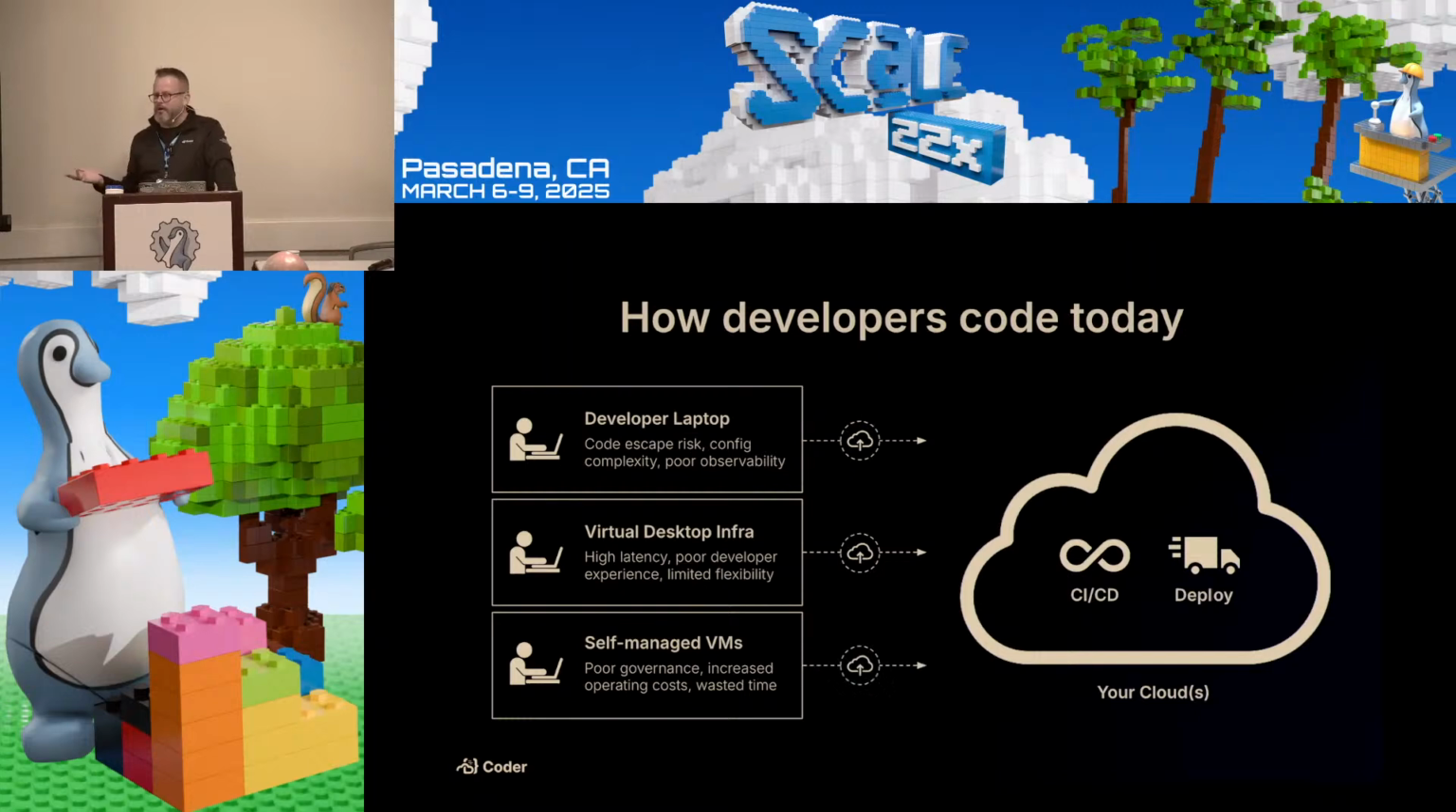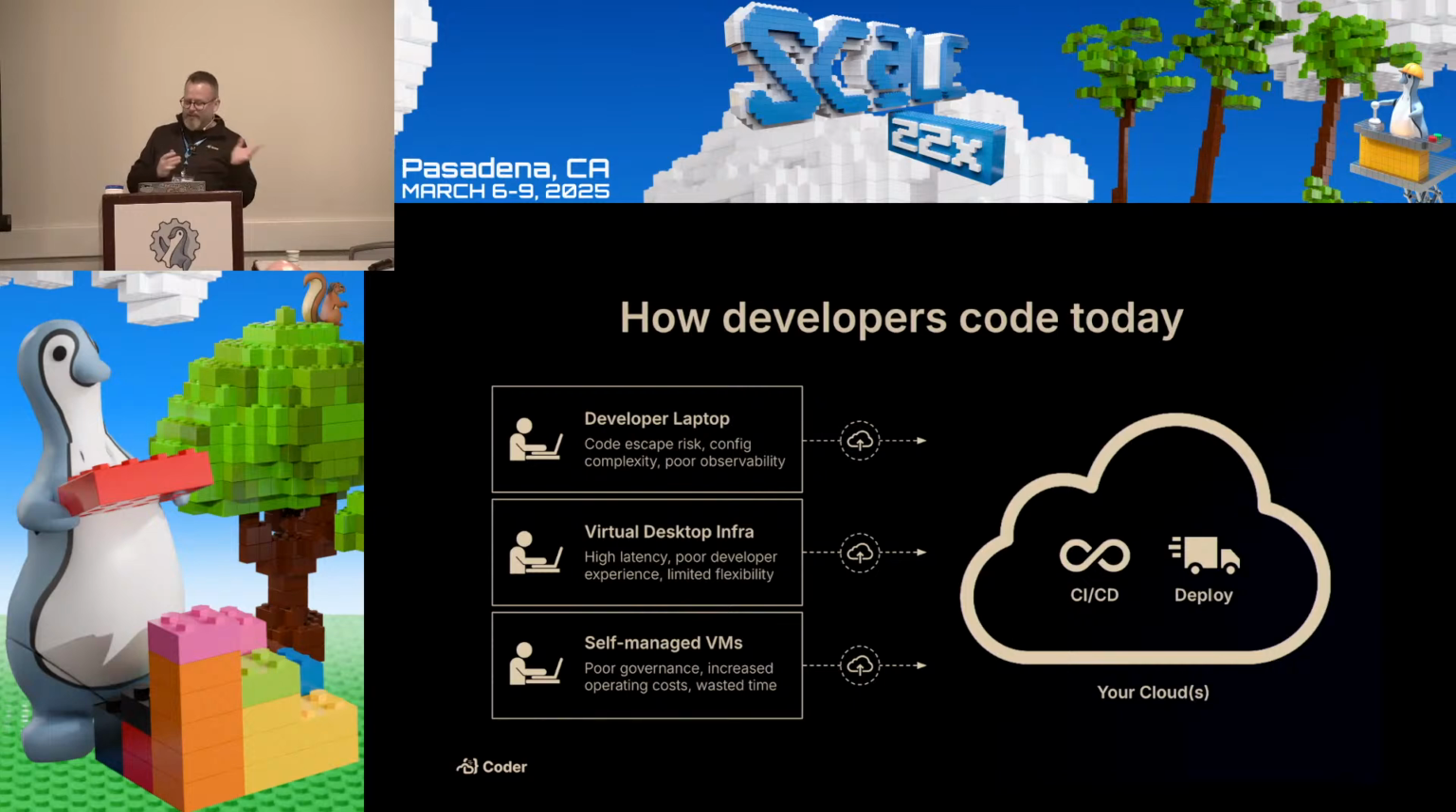So we all know how devs code today. They're either working on their laptop, or on some kind of VDI, or maybe there's some shadow IT VM out there that people are logging into, and who knows? There are problems with all those things, and I won't go into all the detail on that. I'm sure you've seen those problems happen more than once over the course of your career.